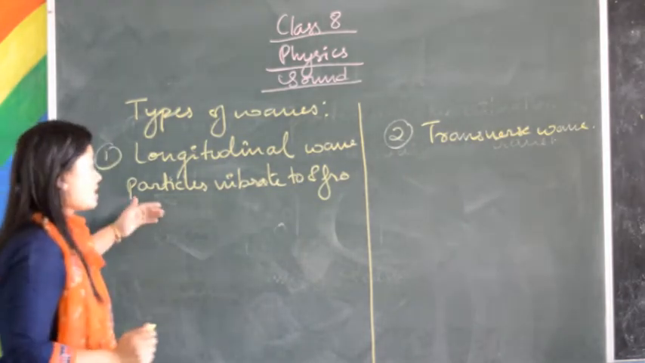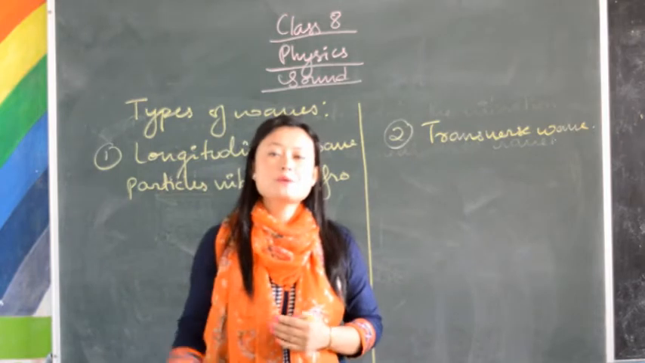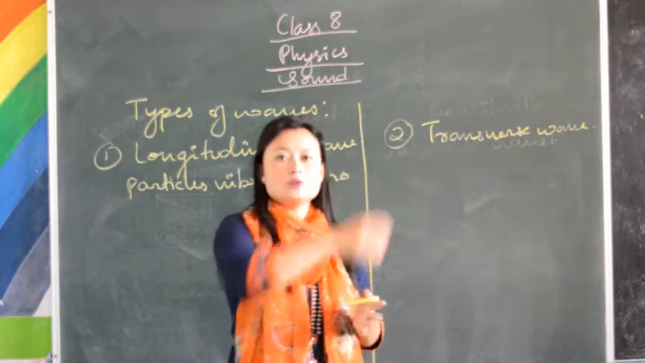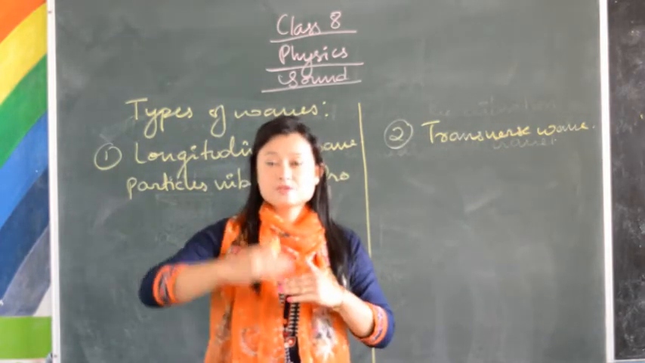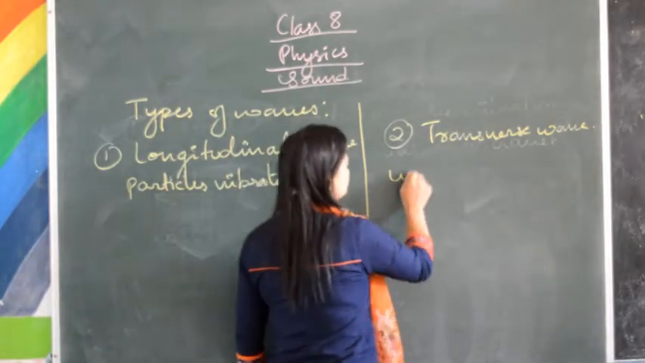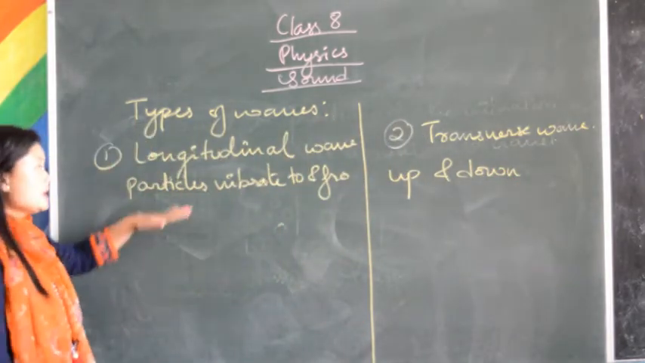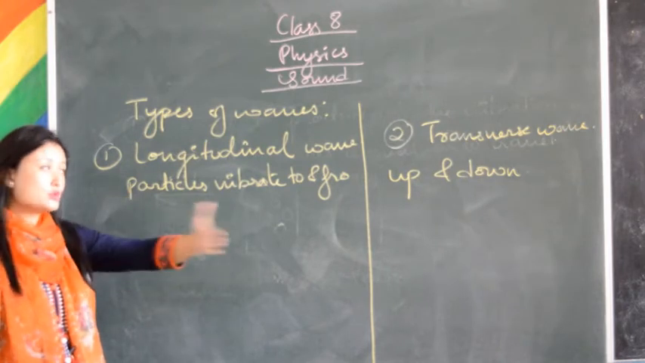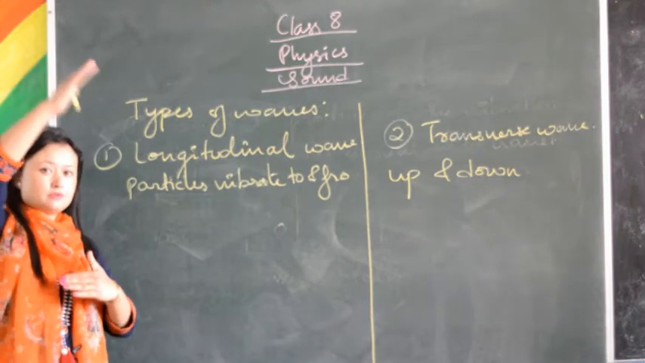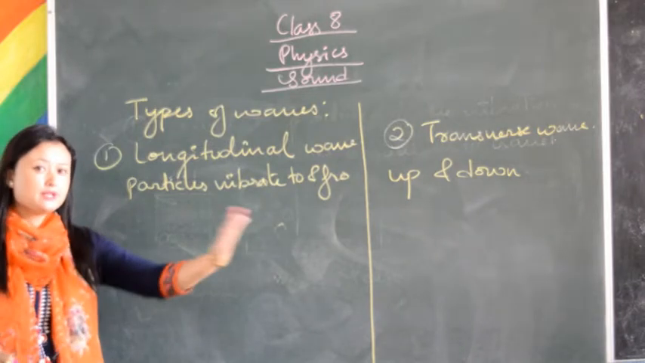And in a transverse wave, the particles move up and down, like the waves of the ocean. You've seen those waves of the ocean; they go up and down. The same way, in a transverse wave, the particles move up and down. So this is one difference between longitudinal and transverse waves. In a longitudinal wave, the particles vibrate to and fro. In a transverse wave, the particles vibrate up and down.